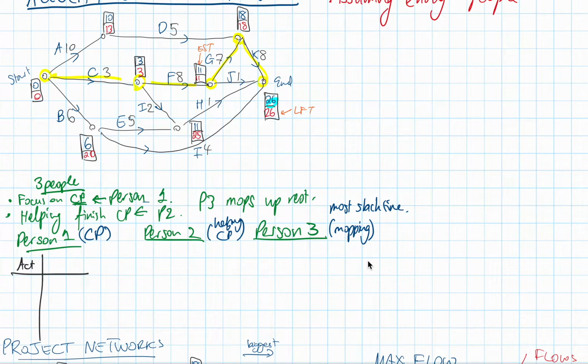So what job should person 1 do straight away? Well, C, he's working on the critical path. And then how long is that going to take? 0 to 3 hours, right? What's the next thing person 1 can do?